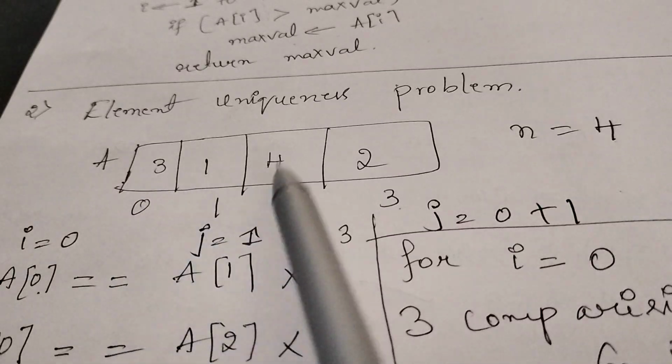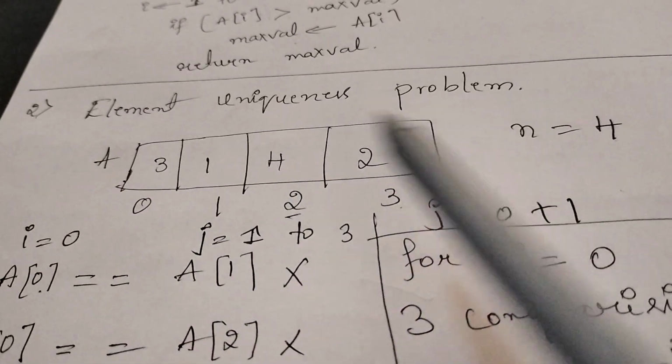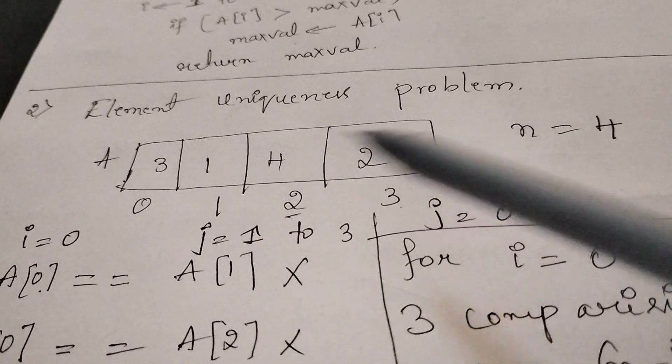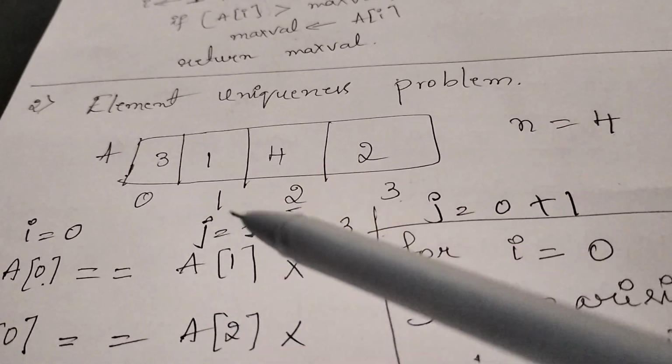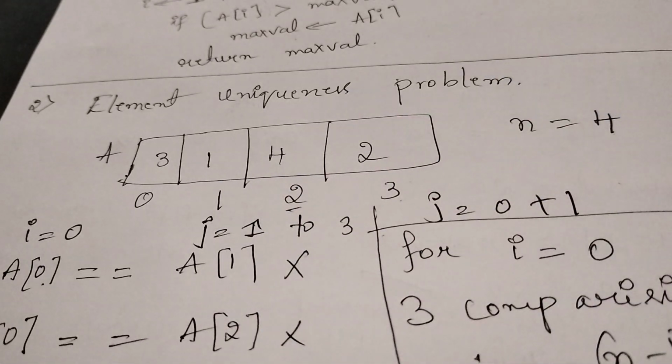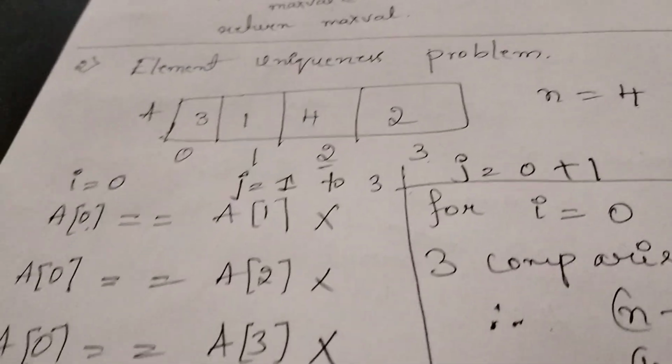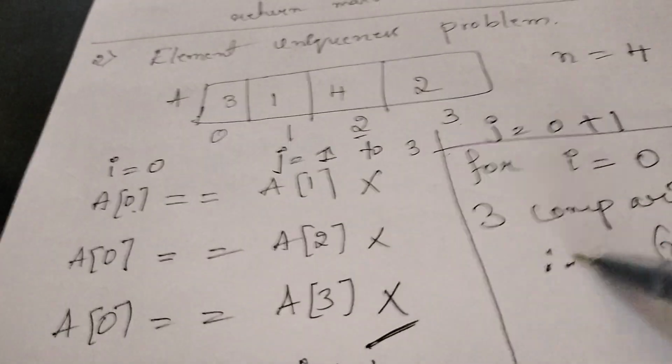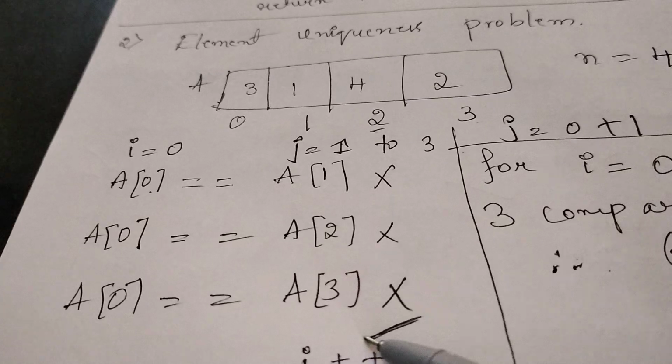Here in the given elements I should find out whether there is uniqueness. One element should be different from the other elements, or one should be distinct from another element. That is the problem. How do we solve it? The first method, I mean the solution, would be like this.